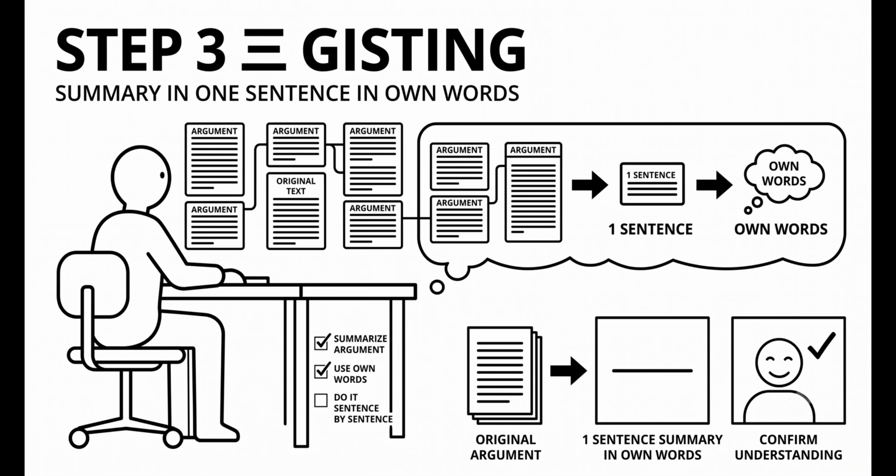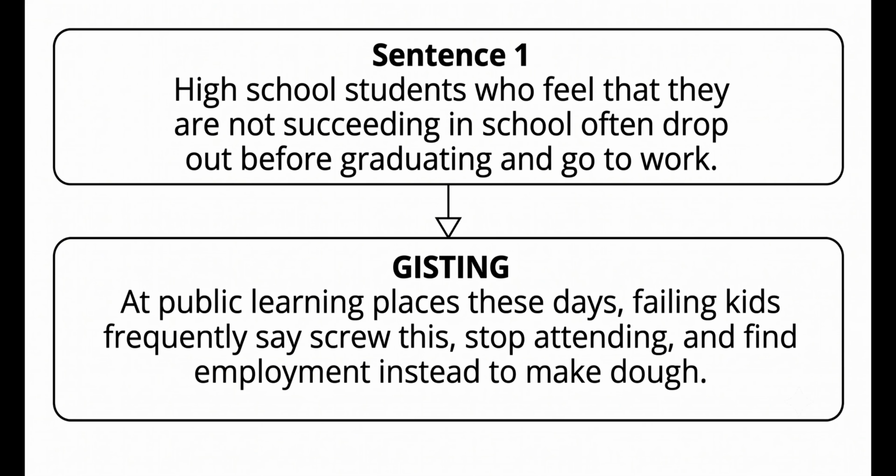Now, let's move on to step 3, which is gisting, summarizing the entire argument in one sentence purely in your own words to ensure that you have actually understood it. Let's do it sentence by sentence. Sentence 1 reads, high school students who feel that they are not succeeding in school often drop out before graduating and go to work. Rewritten purely in my own words, to me it reads, at public learning places these days, failing kids frequently say, screw this, stop attending, and find employment instead to make dough.